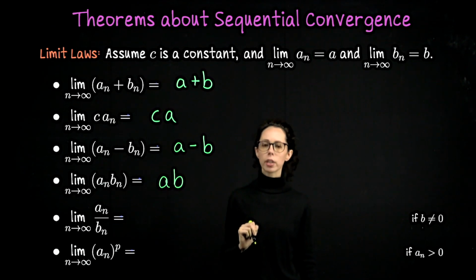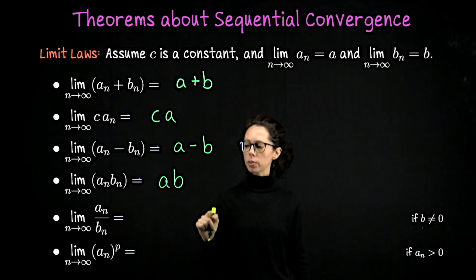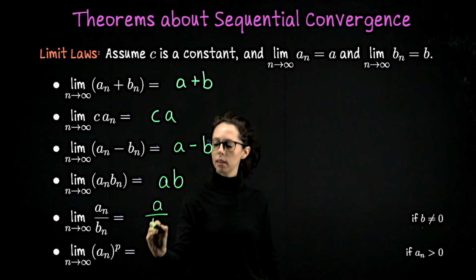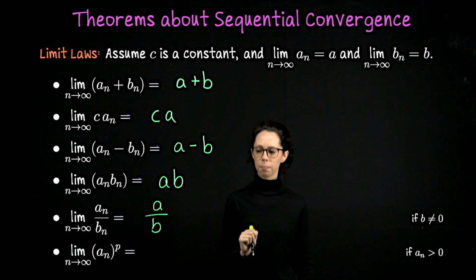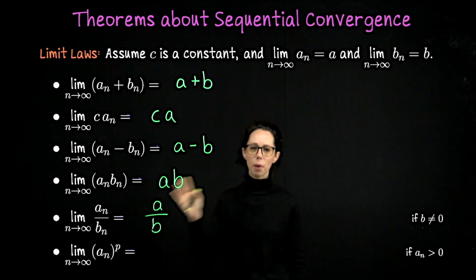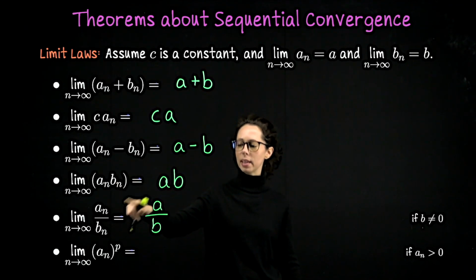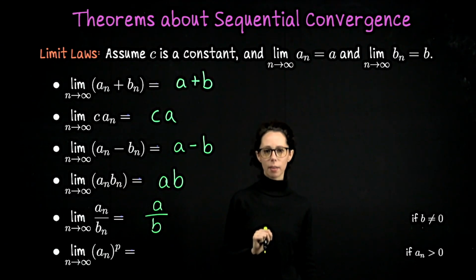The limit of the quotient is the quotient of the limits. So if AN goes to A and BN goes to B, we can say that the limit is A over B, provided that B is not 0. So if BN is tending to either a positive number or a negative number, then the ratio AN divided by BN tends to A over B as n goes to infinity.